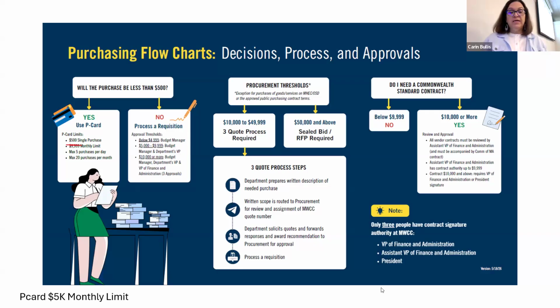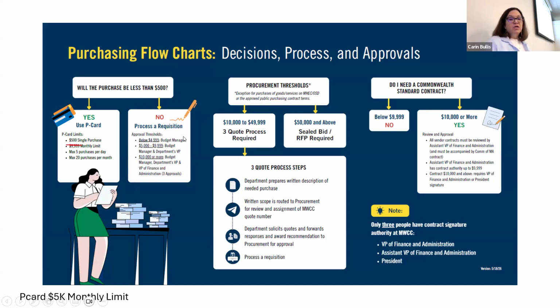This was created by, I think, Mary Beth, who worked on this with Stephanie back a year ago, but we've just recently updated it with our new P card limits. The purchasing thresholds still remain the same. So anything below $4,999, only the budget manager approves.